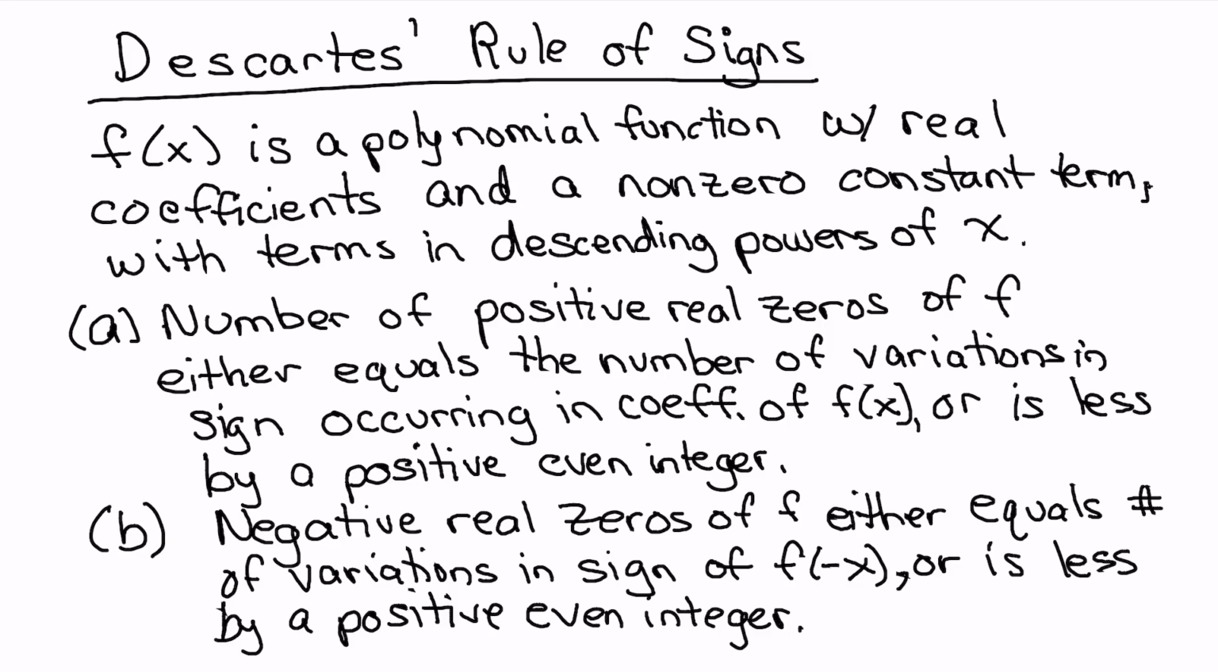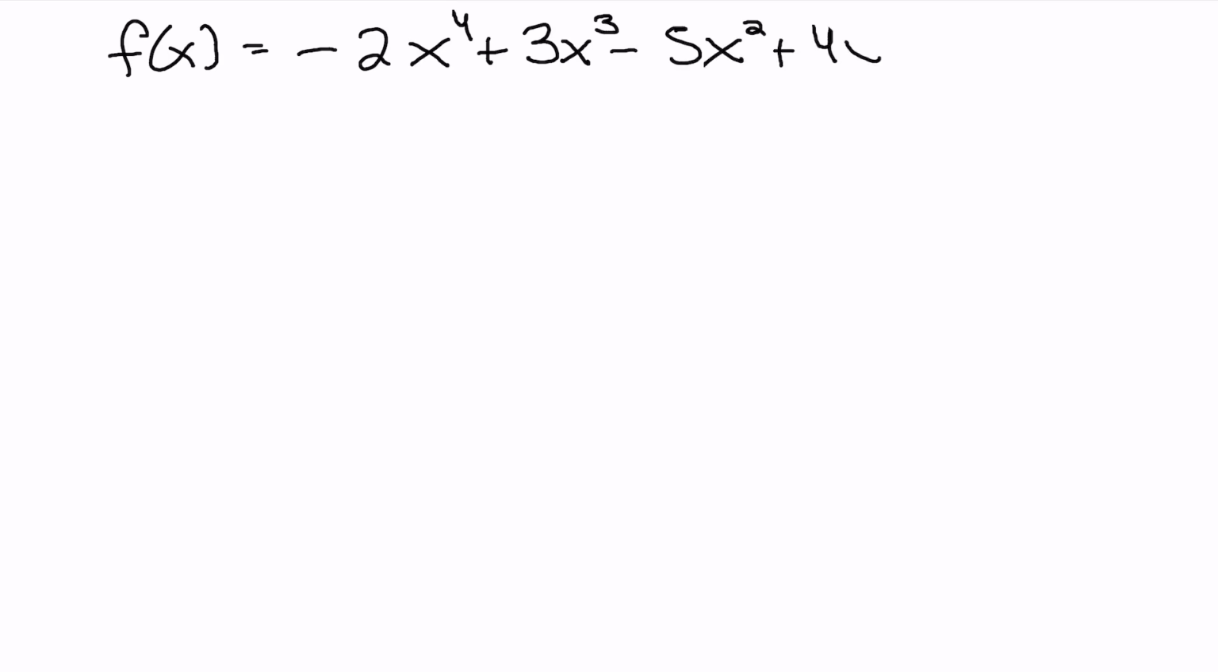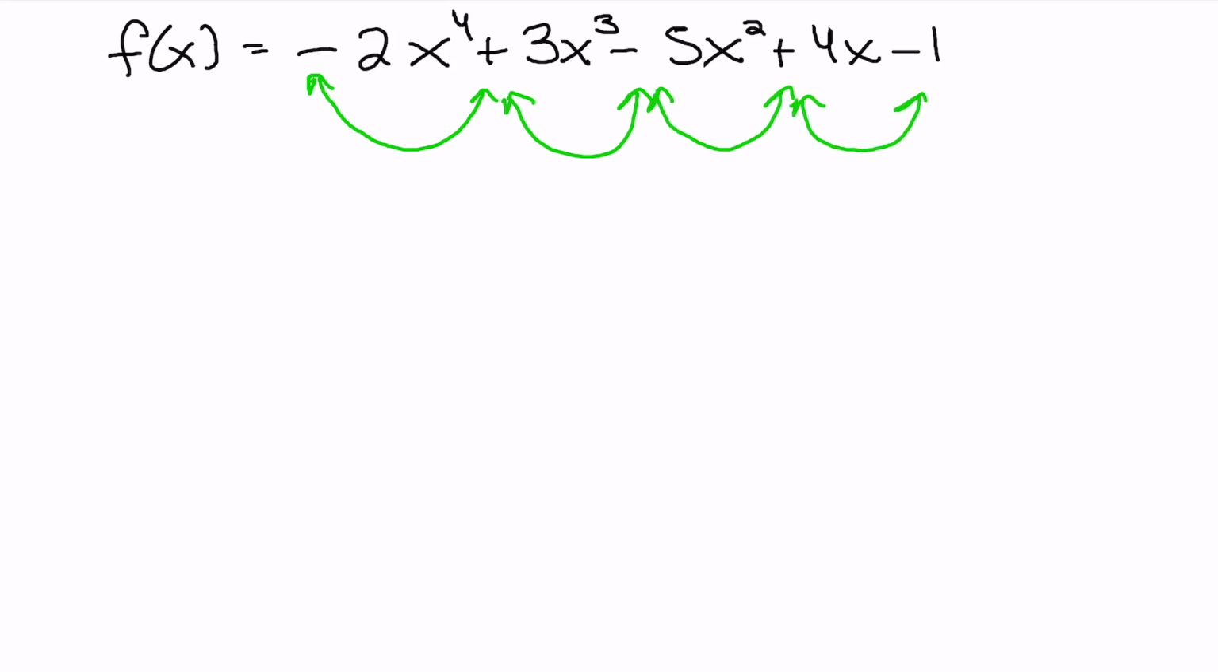Okay, what the heck does that mean? All right, so let's say you have a function f of x equals negative 2x to the fourth plus 3x cubed minus 5x squared plus 4x minus 1. If you look at the signs, starting from the left, from term to term, we go from having a minus to a plus, so that's a variation in sign. Then we go from having a plus to a minus, that's another variation. Then from minus to plus, and then from plus to minus. So there are 4 variations here.